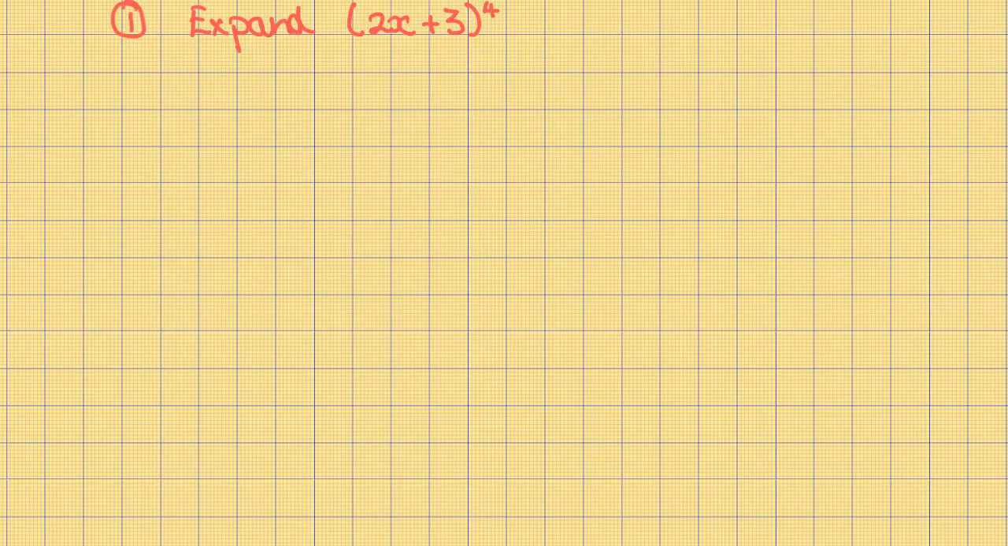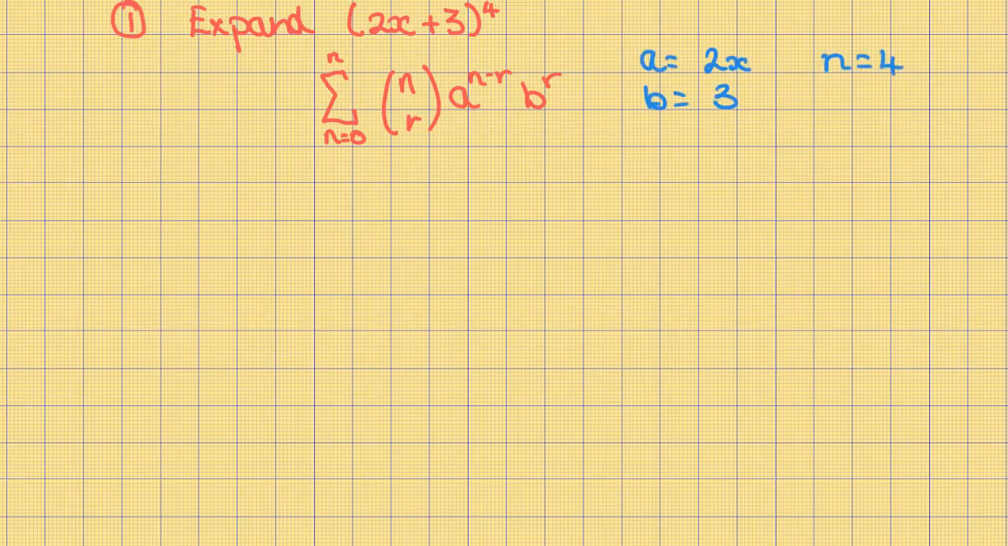Question 1. Expand 2x plus 3 to the power of 4. Our starting point is always the formula. The sum of n choose r of a to the power of n minus r times b to the power of r from r equals 0 to n. In this case, a is equal to 2x, b is equal to 3, n is equal to 4.